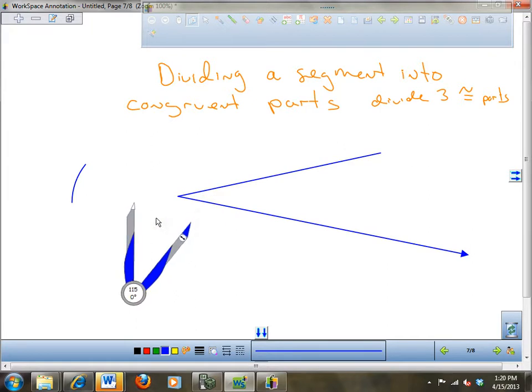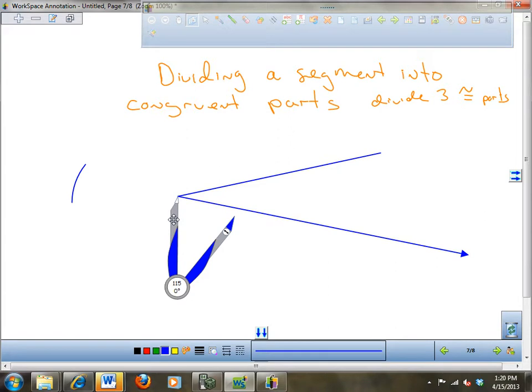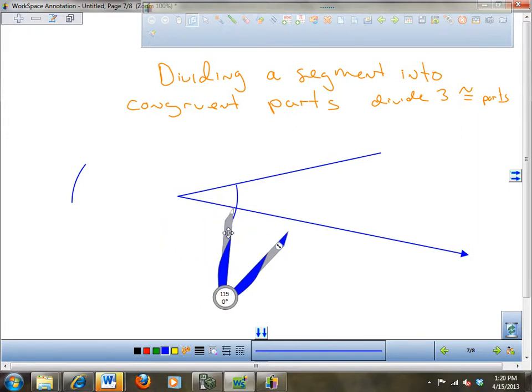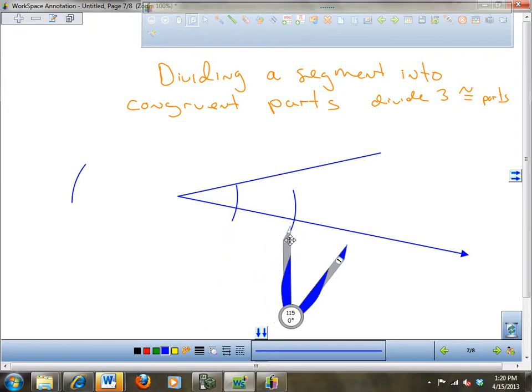So you take your compass and you set it at some arbitrary setting, but long enough so that I could fit 3 equal marks on here. So I'm going to make a mark here. Then I'm going to lift up my compass, and I'm going to make another mark here. I'm going to pick up my compass and make another mark here.